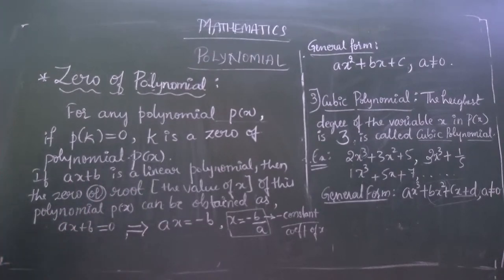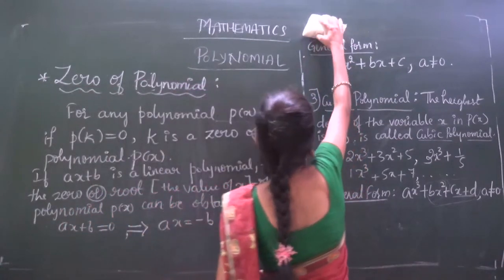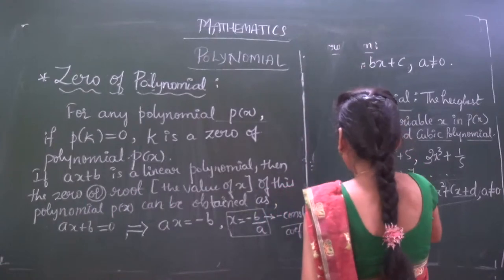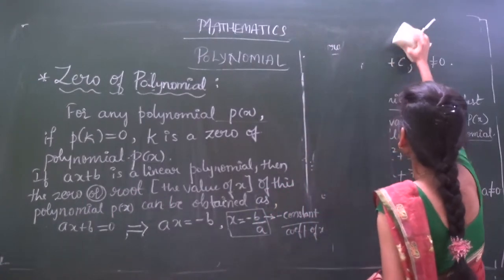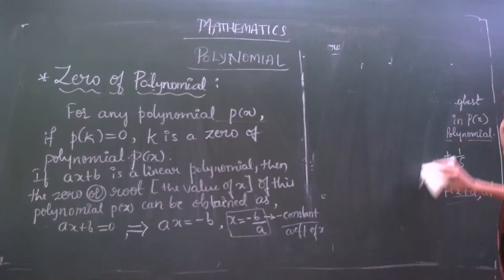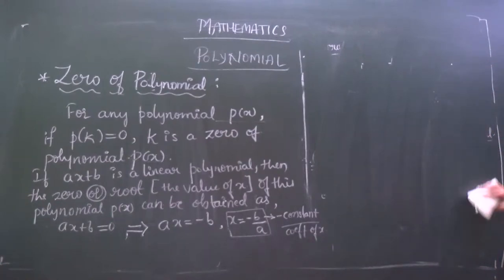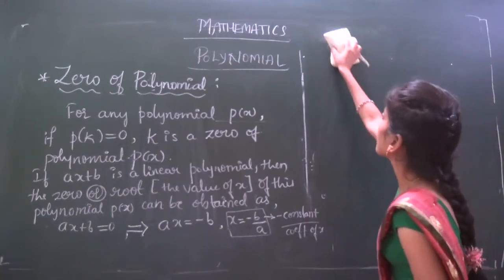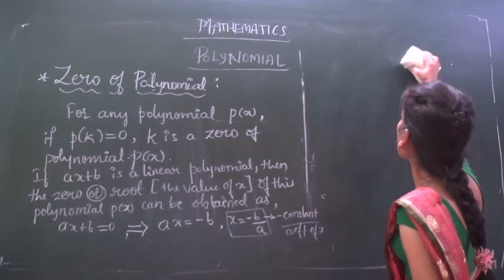Okay, so next, zero of polynomial. Suppose you take any value, then only will you get to know by examples what actually the zero of a polynomial is.